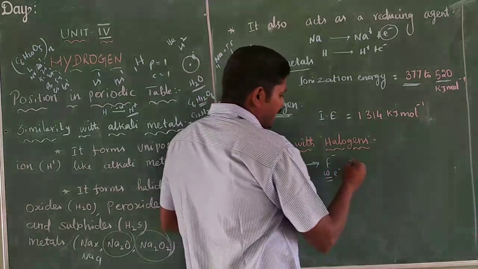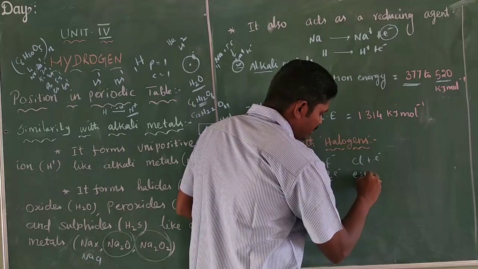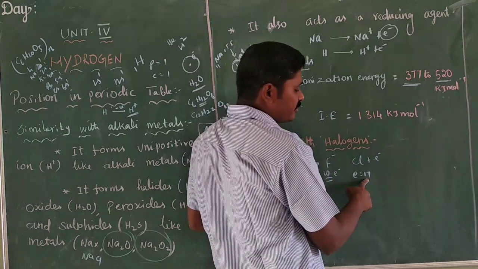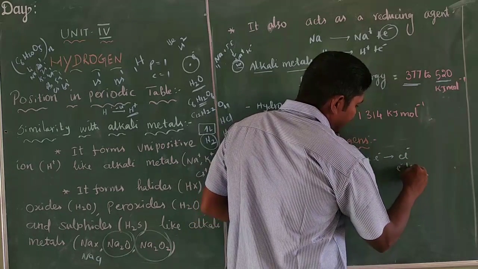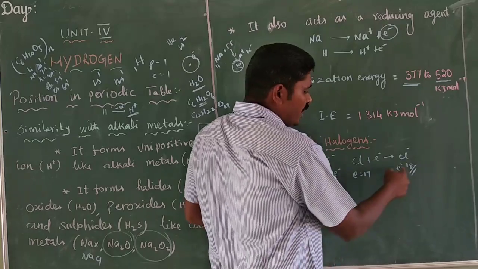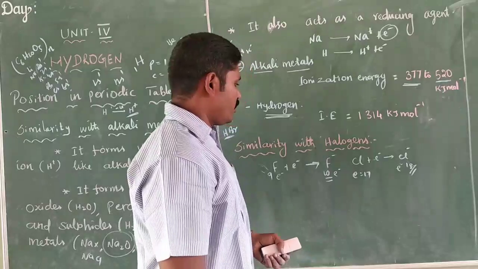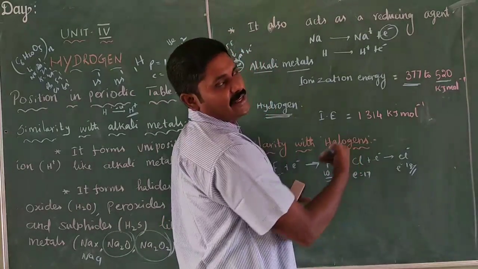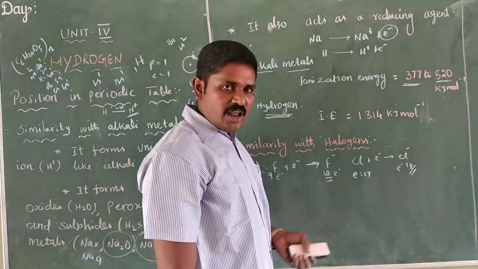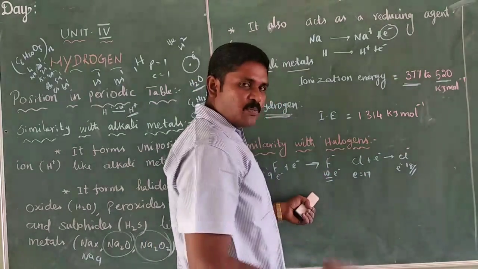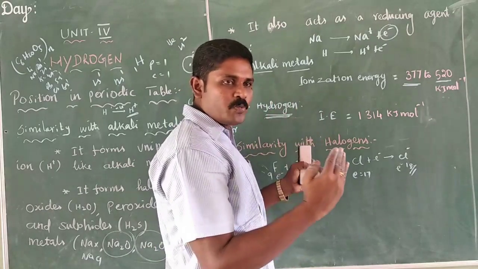Next, chlorine, Cl. The chlorine atom has 17 electrons. On gaining one electron, the chloride ion contains 18 electrons, reaching the argon electronic configuration, which is more stable. This process is electron affinity. Electron affinity is an exothermic process. In the periodic table, the group with the highest electron affinity is group 17.